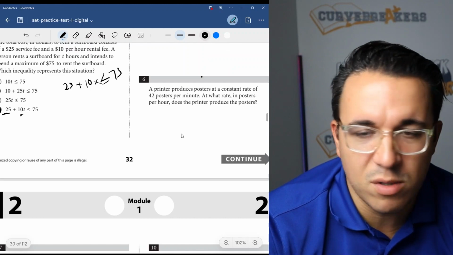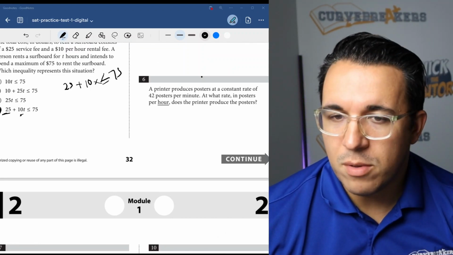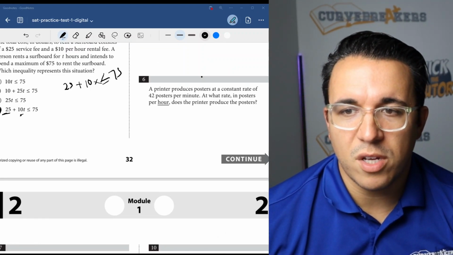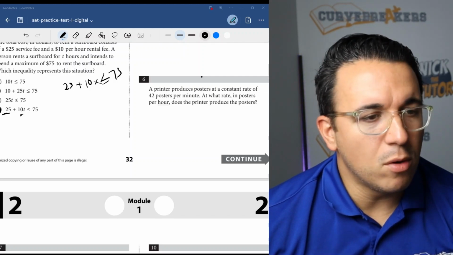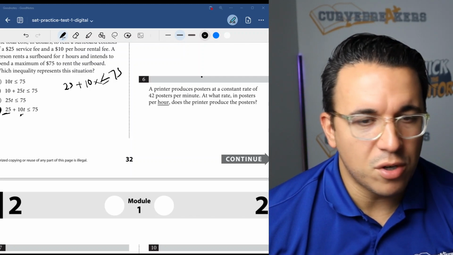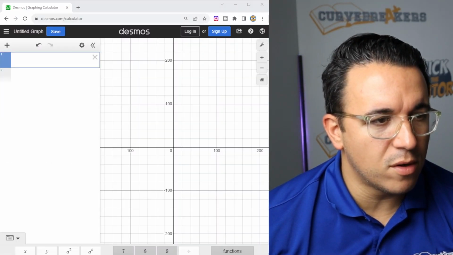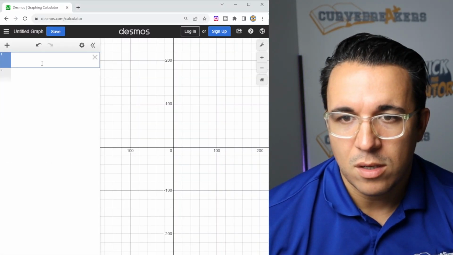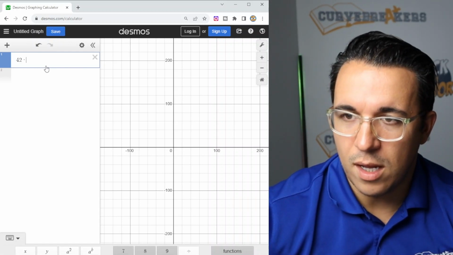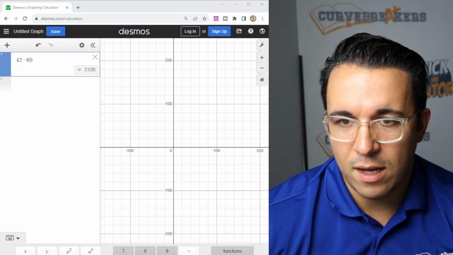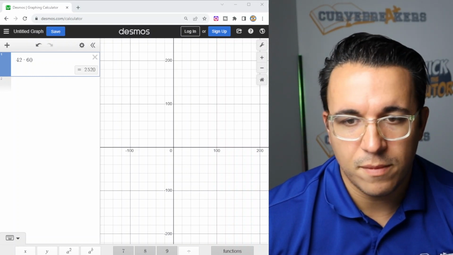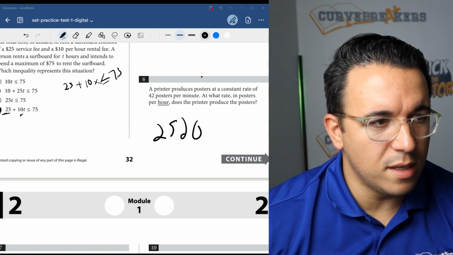These first few are supposed to be pretty easy. All right, let's do number 6. A printer produces posters at a constant rate of 42 posters per minute. At what rate in posters per hour does the printer produce these posters? So let's move over to my Desmos here. So I'm going to do 42 times 60, and I'm going to get 2520. Very good. So 2520 is my answer.